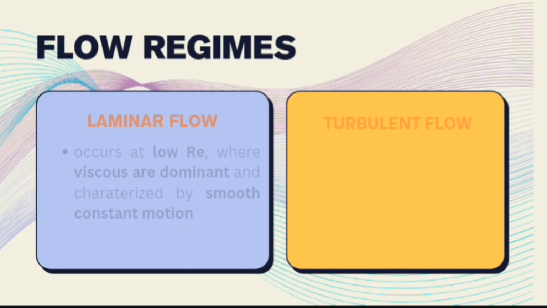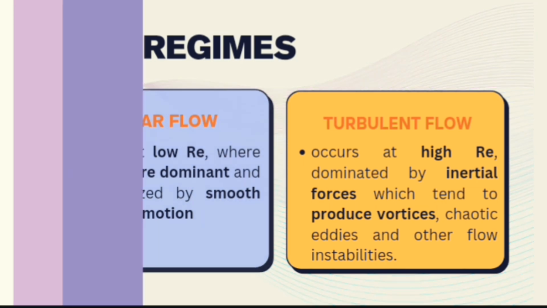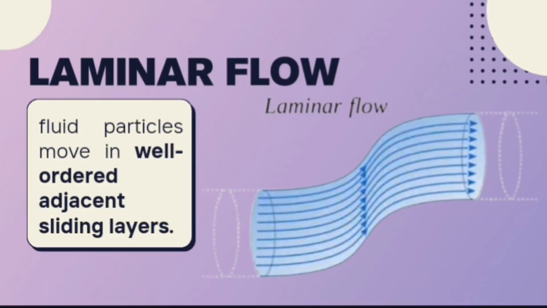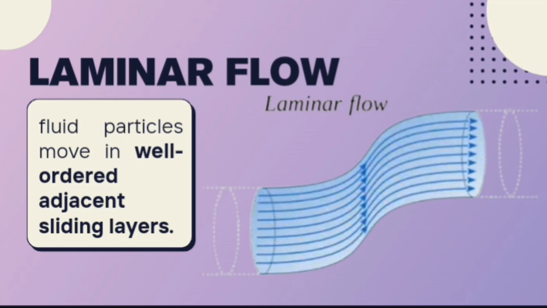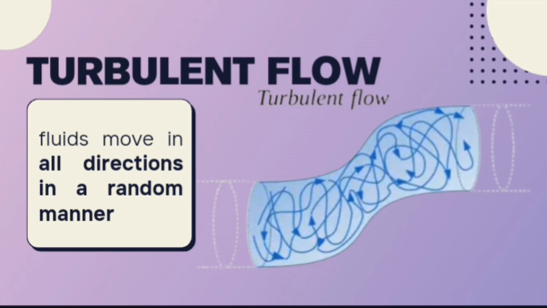And next is flow regimes. Laminar flow occurs at low Re, where viscous forces are dominant, and is characterized by smooth, constant motion, and the turbulent flow occurs at high Re and is dominated by inertial forces, which tend to produce chaotic eddies, vortices, and other flow instabilities. Here is how the fluid moves in the laminar flow. The fluid particles move in well-ordered adjacent sliding layers. Here's the other one, the turbulent flow, in which the fluid particles move in all directions in a random manner and affect the flow streamlines in such a way that a uniform velocity profile results.